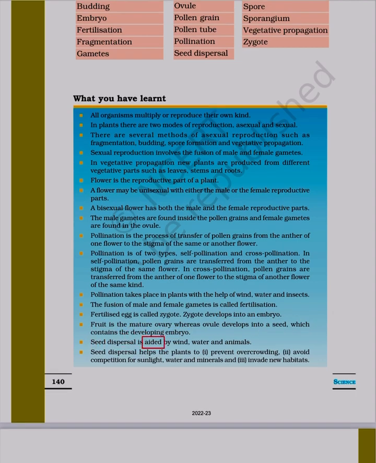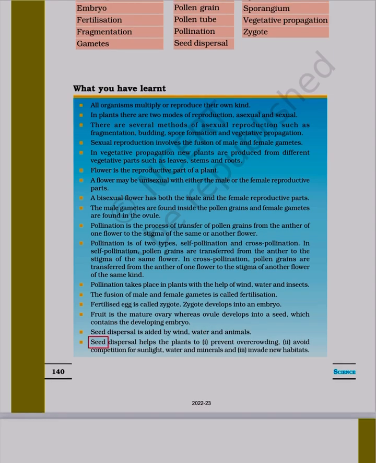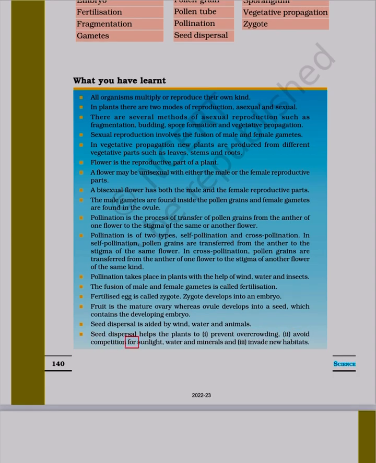Seed dispersal is aided by wind, water and animals. Seed dispersal helps the plants to prevent overcrowding, to avoid competition for sunlight, water and minerals and to invade new habitats.